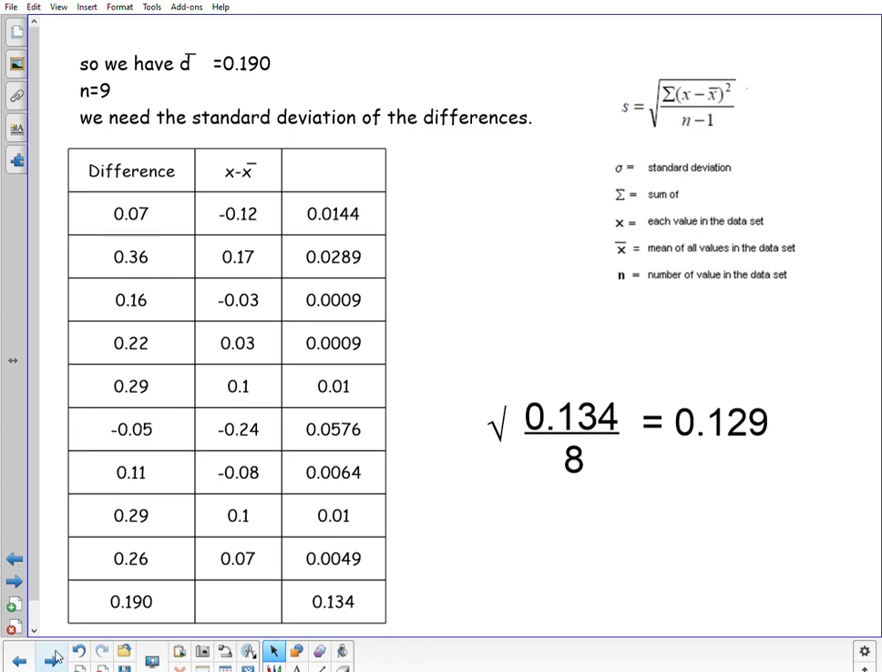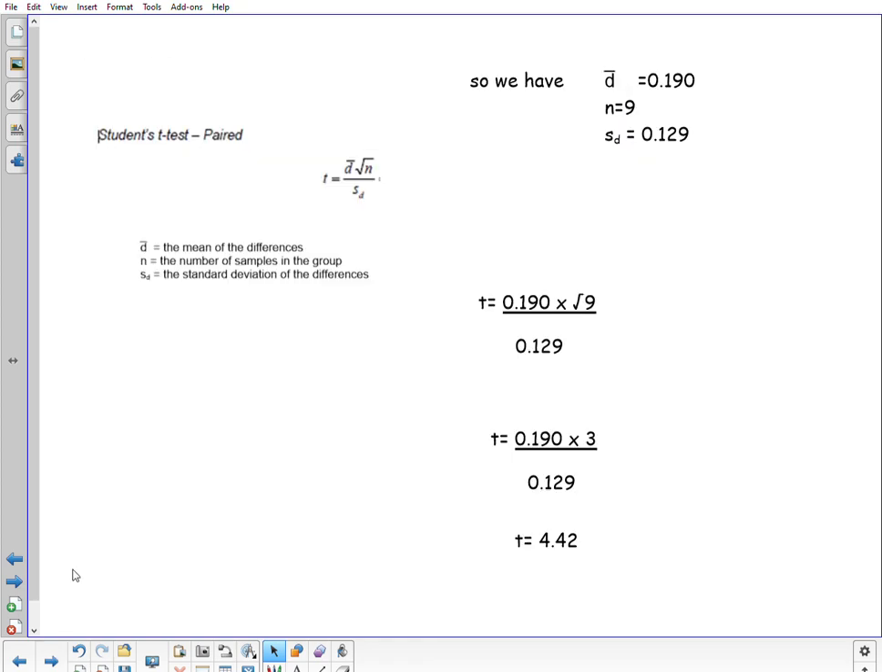So if we go back to our student paired t-test equation, our value of t is equal to the mean of the differences multiplied by the square root of n divided by the standard deviation of the differences. We've got all 3 of those numbers now. We worked out the mean of our differences, 0.19. N is 9. Standard deviation of our differences is 0.129. We plug all that into our equation and we end up with a value of t of 4.42.